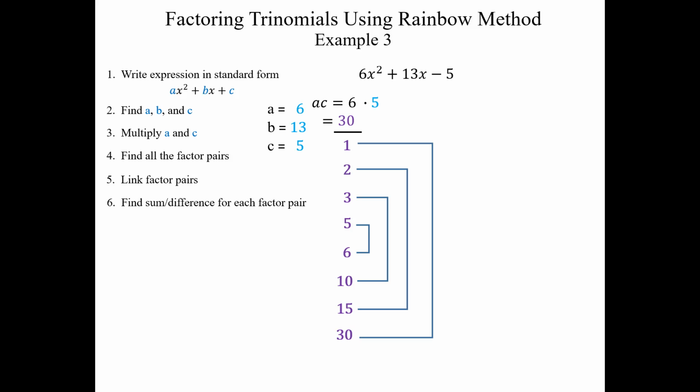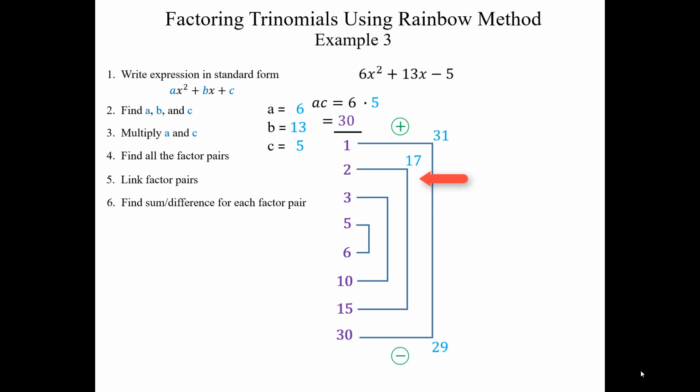Now let's find the sum and difference for each factor pair. On the upper corners, we'll have the sum of the factors. And on the lower corners, we'll have the difference of the factors. So for the first factors of 1 and 30, the sum is 31. And the difference is 29.